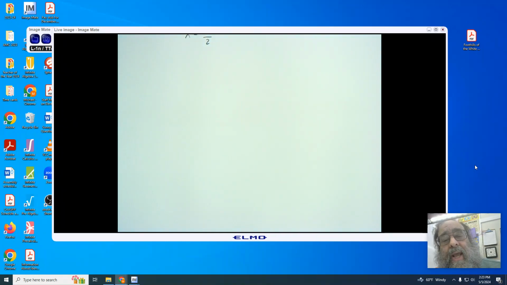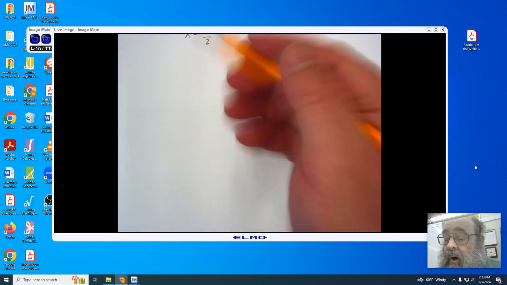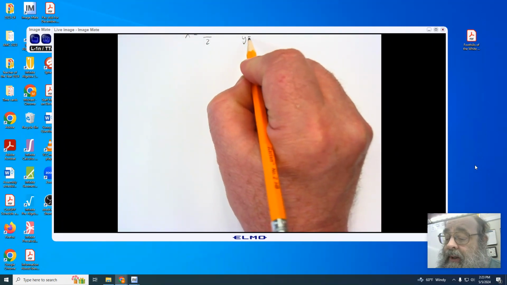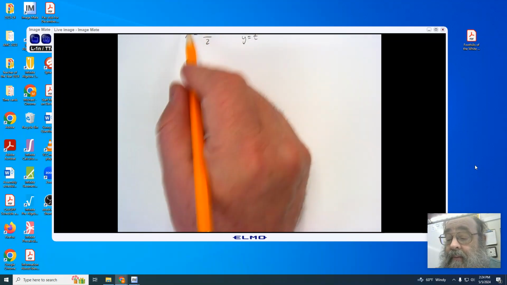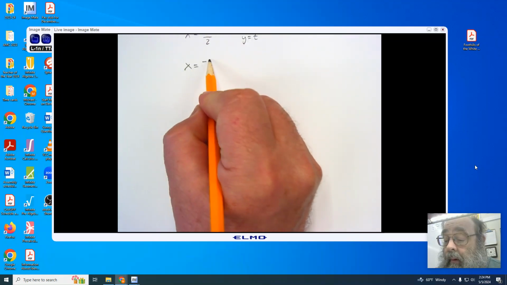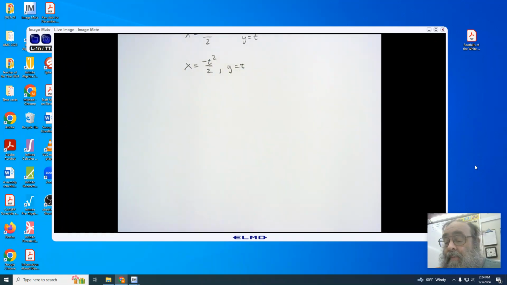Now, be aware, in most cases your teacher is going to tell you what they want t to be in terms of either x or y. If it's up to you, you should always go for the easiest possibility. Since I have x equals some term of y squared, I'm going to let y equal t. And now wherever I see that y, I'm going to put t. And I now have two very basic equations in terms of time for this rectangular function.